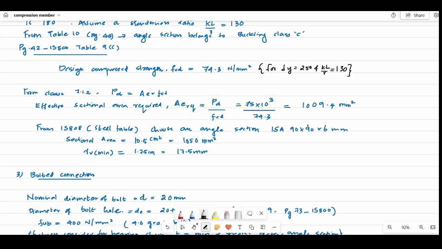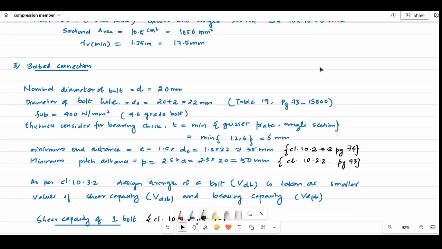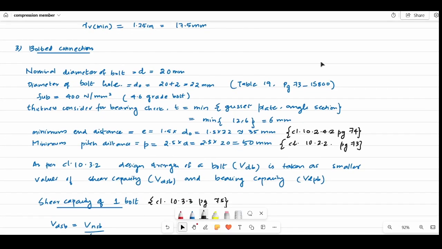Now we have selected the section, and based on the design compressive strength we assumed, now we have to design the connections. So here the question is given to design the connection, and the diameter of the bolt is given, so the bolted connection will be designed. The nominal diameter of the bolt is given as 20 mm. So the diameter of the bolt hole, which is d0, will be equal to 20 plus 2. The 2 mm will be the clearance for the bolt to pass, and this is obtained from table 19 in page 73 of our IS 800.